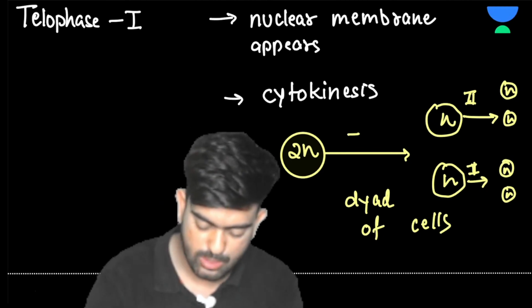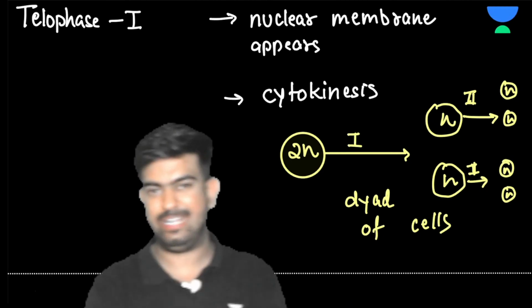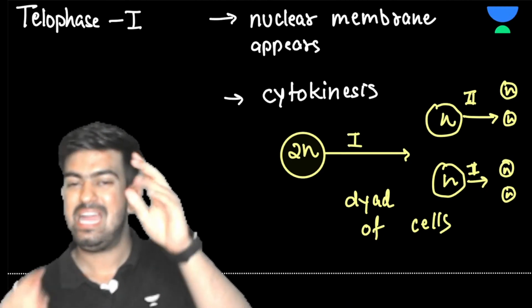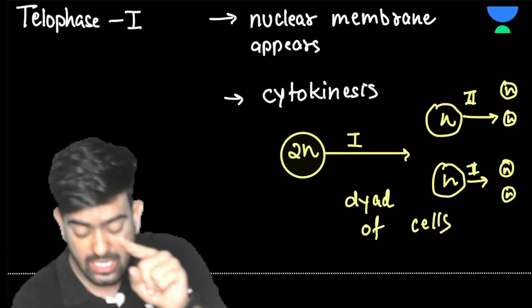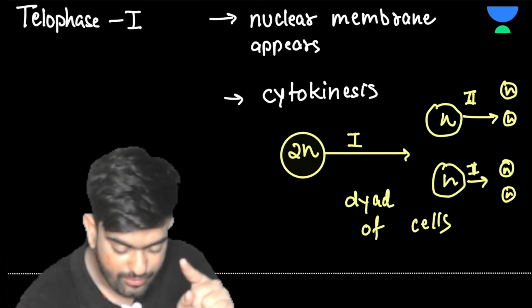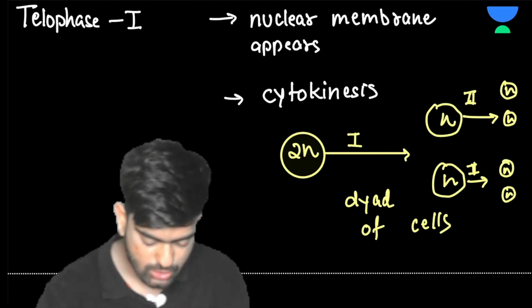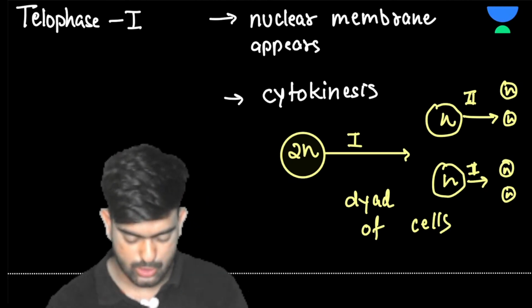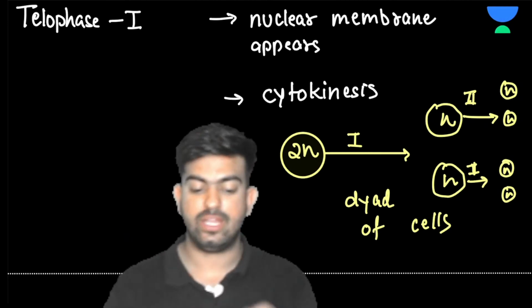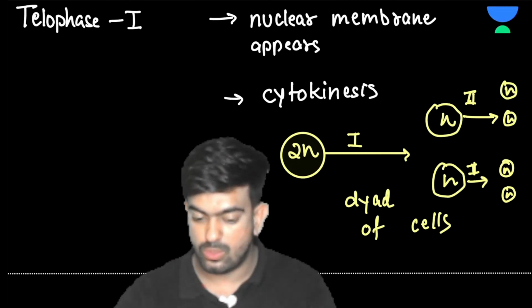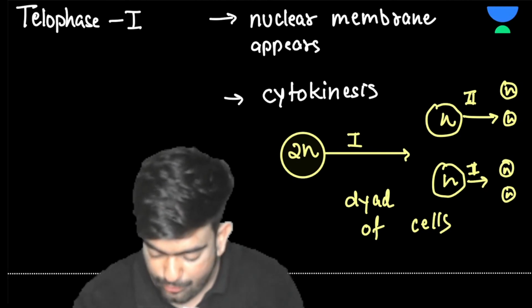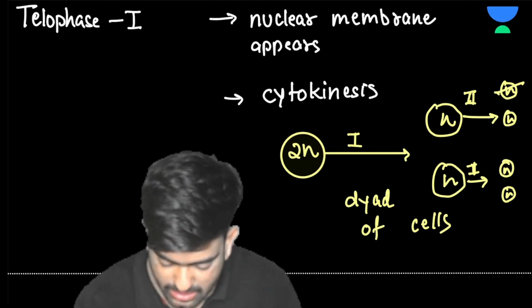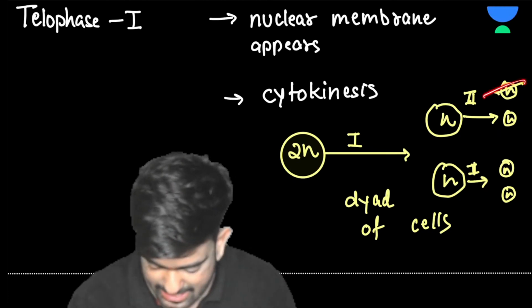Meiosis 1, at the end of meiosis 1, 2 daughter cells. At the end of meiosis 2, each daughter cell is going to give 2 daughter cells. So in total, we are going to get these 4 cells. Clear to everyone? Yes, sir. It is clear. That's very good.